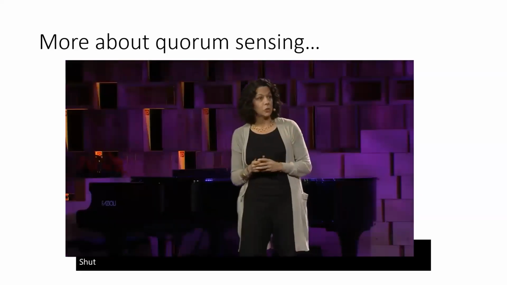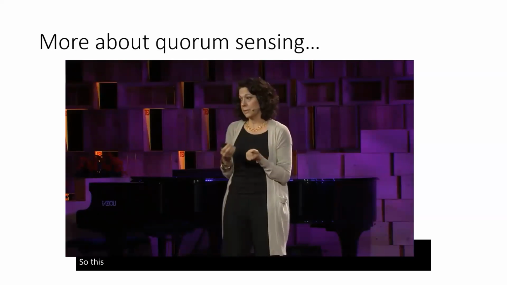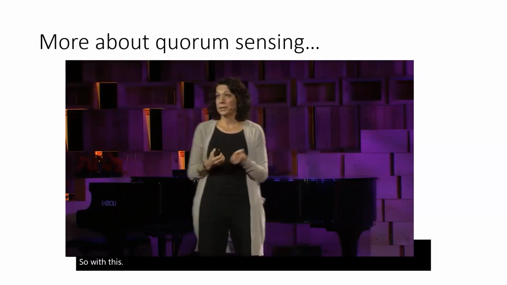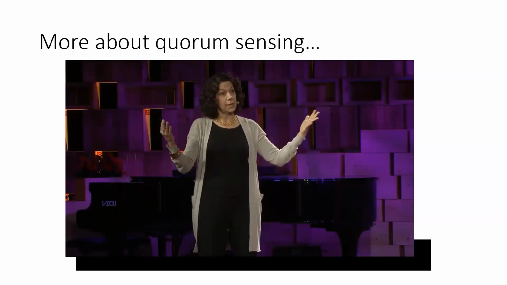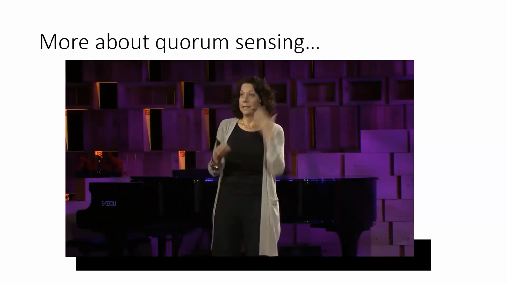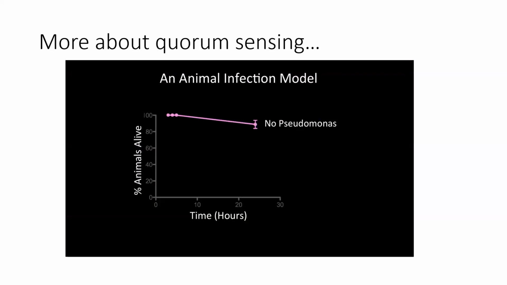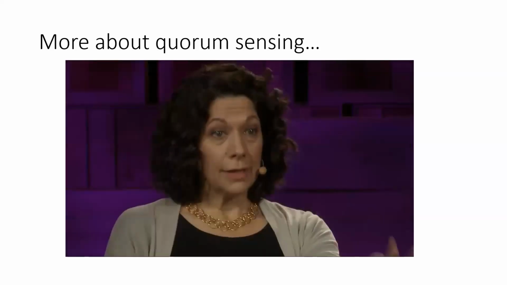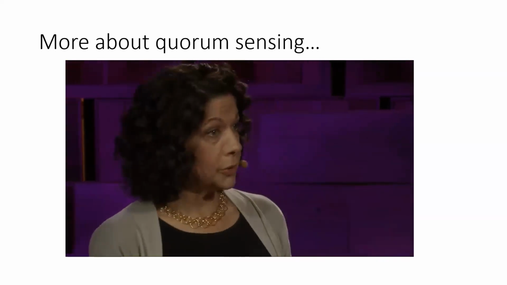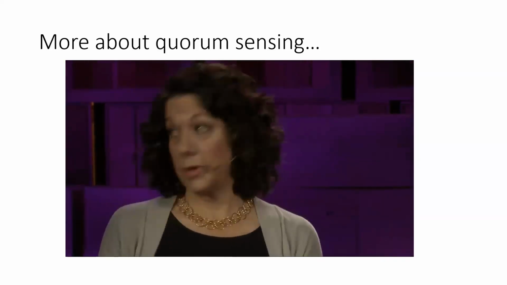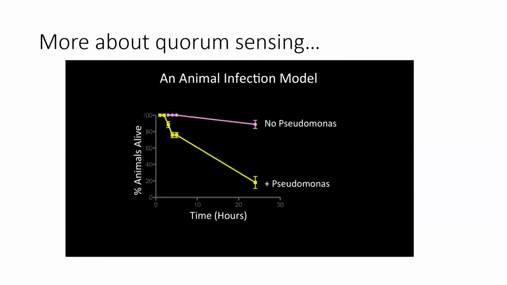So in this experiment, you're looking at an animal model system that we have for Pseudomonas infection in the lab. And all we do is measure whether the animals are alive or dead. And so on the line that you're looking at, obviously, if we don't add Pseudomonas, the animals are perfectly fine. If we give a Pseudomonas infection, now what you can see is that all of the animals die within the first day after the infection starts.